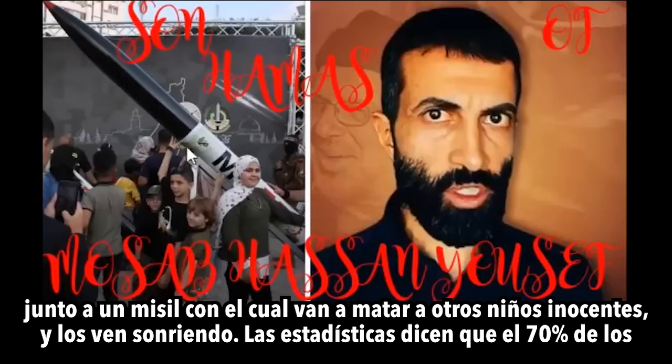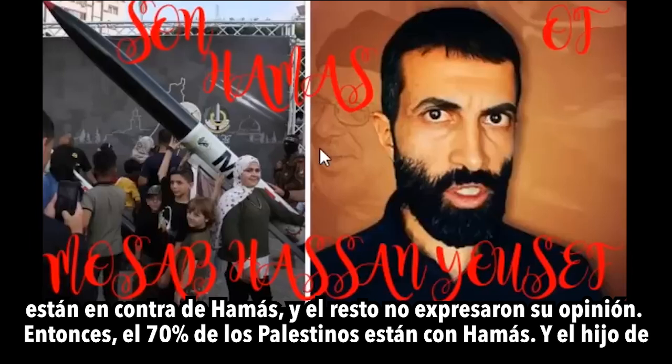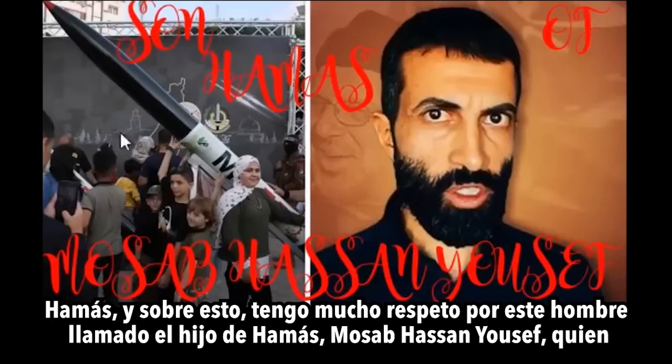And you see them smiling, and the statistics say that 70% of the Philistines, they support Hamas. But now they're sort of crying because it doesn't go all too well as it was supposed to be. And there's only like 2% who are against Hamas, and the rest they didn't express their opinion. So 70% they are the Philistines, they are for Hamas. So the son of Hamas here.